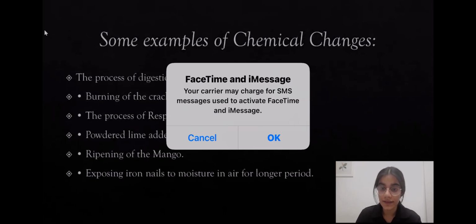Now let us study some more examples of chemical changes. The process of digestion. Whenever you digest food and it travels down your food pipe, it gets mixed with the hydrochloric acid that is present in your stomach. It turns into smaller food, and when it is forced out of your body, that is a new waste substance. This process of digestion is irreversible.